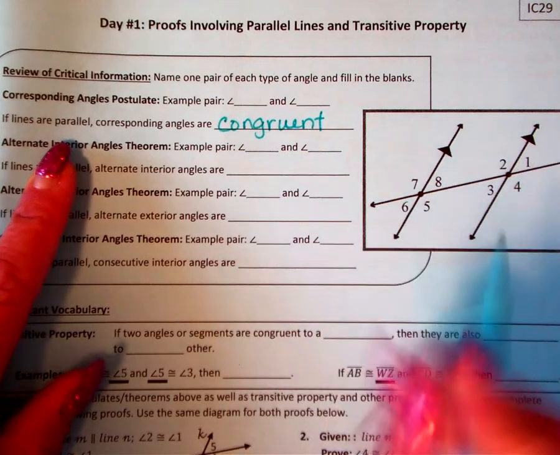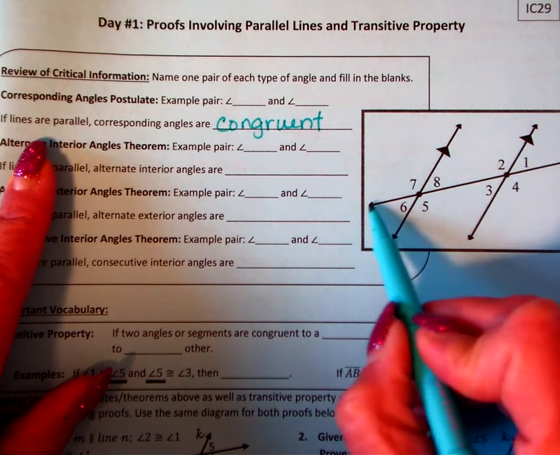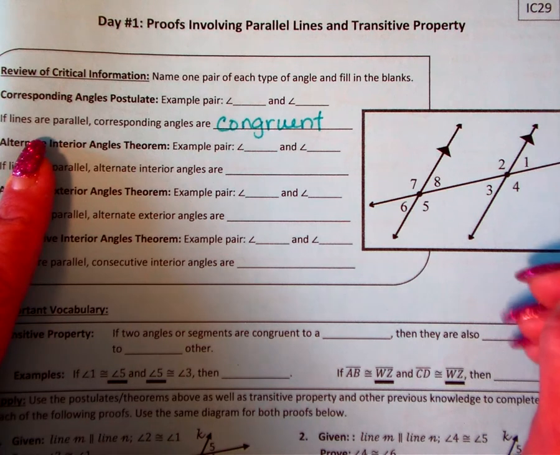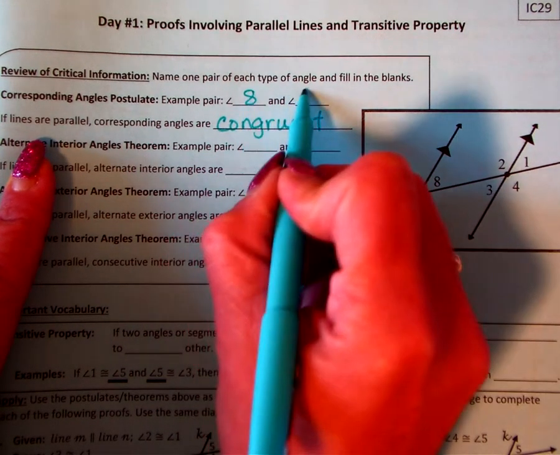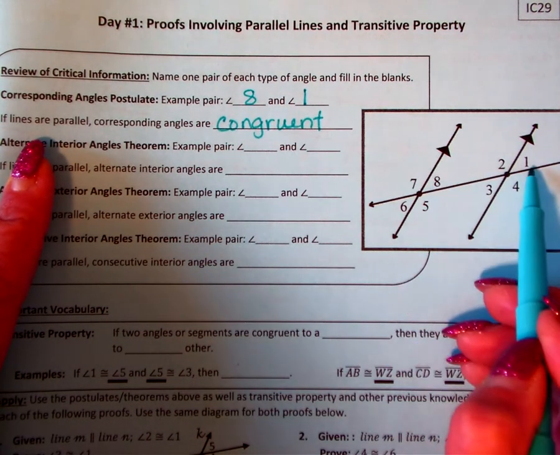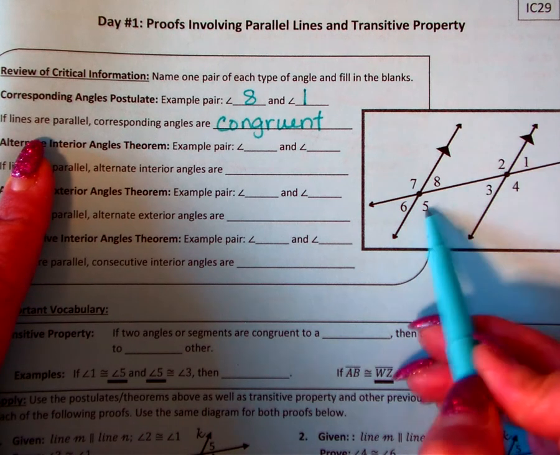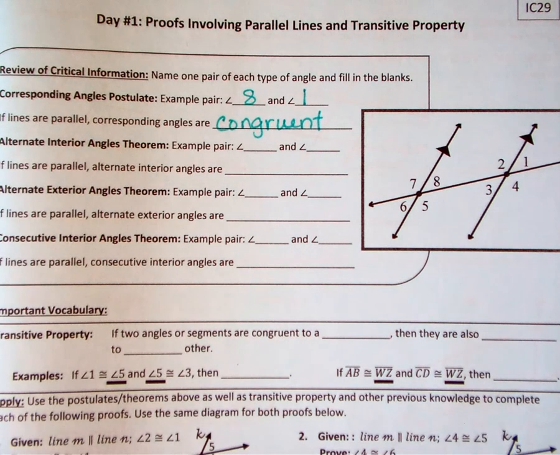The same, right? So here we have 2 parallel lines and a transversal that cuts through it. So what's an example of a pair of corresponding angles? Would be angles 8 and 1. Okay, 7 and 2, 6 and 3, 5 and 4 are all the corresponding angles. Okay, that's just one example.